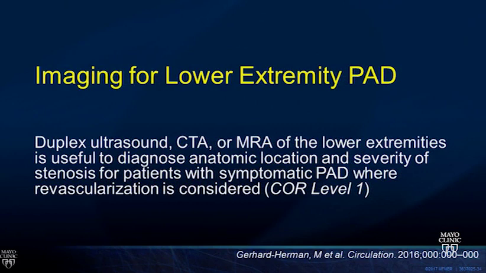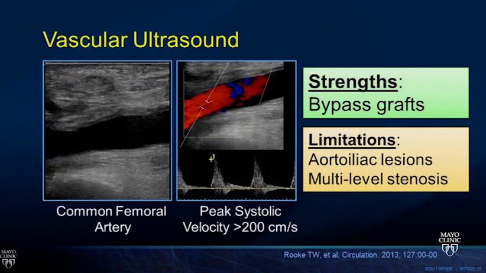What about other types of imaging for lower extremity PAD? This is from the new guidelines, and it really kind of leveled the field between the different imaging modalities. So ultrasound, CTA, or MRA of the lower extremities can be considered to diagnose the anatomic location and severity when you're thinking about revascularization. And what I want to do is highlight some of the pros and cons of each of the imaging modalities, and certainly some centers are going to be more experienced with ultrasound or CT or MR, so there's going to be regional expertise, so know what areas your center is going to be best at.